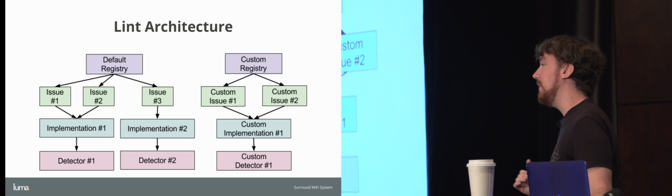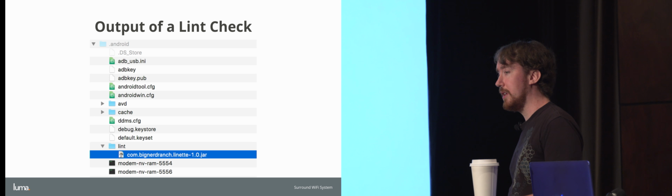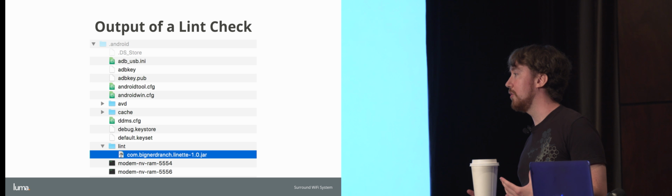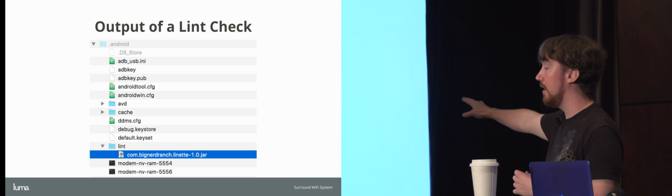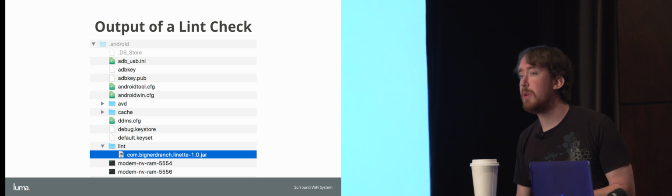Now, once we've actually built up our lint check and generated it, it ends up being a jar. And this jar will contain your registry. It'll contain your detector logic of how to find this issue. And wherever you put this jar is hopefully will be included into your path. So I just stick mine in the .android in my home directory, in the lint folder. It should be provided for you by default, and it'll probably be empty unless you've done any lint work before.